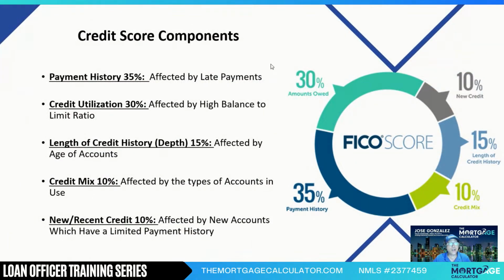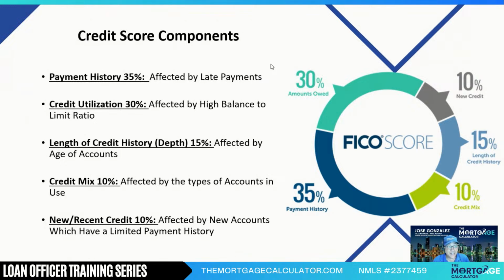Now, what we're getting into here is the part of the lesson that's going to allow you to be the consultant, to understand, when you're reviewing the credit report, why the score is reflecting what it's reflecting. So you've got to understand the following components that make up the credit scoring models. Payment history makes up 35% of the score. Payment history is affected by late payments.